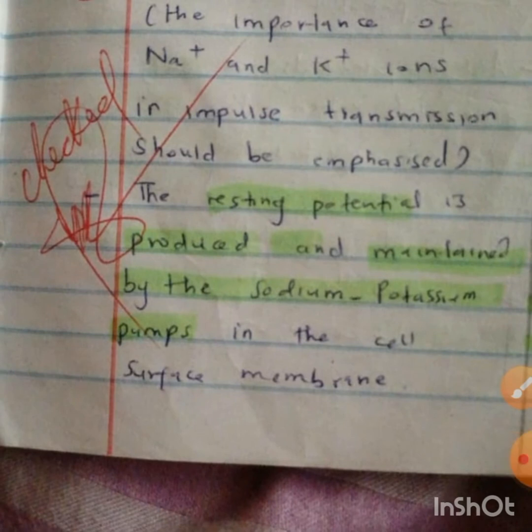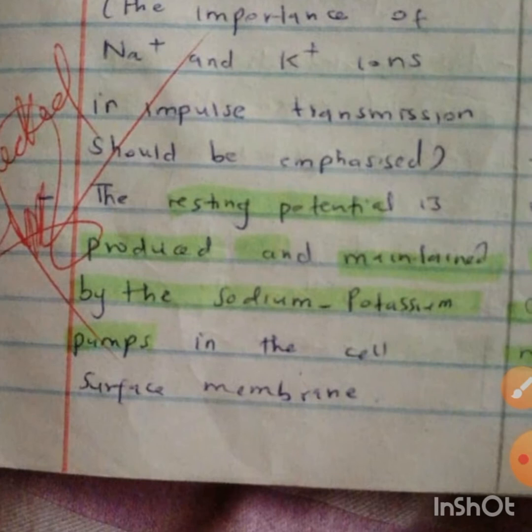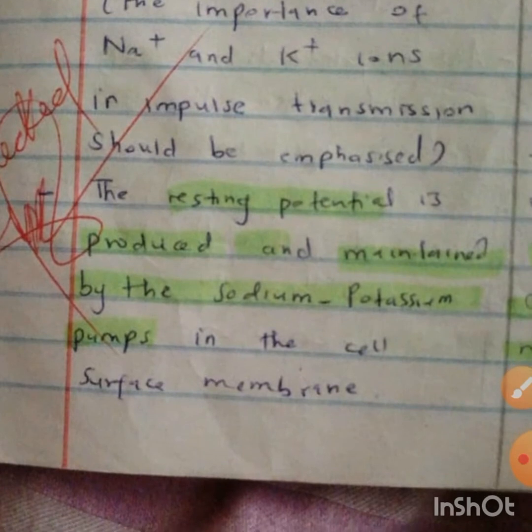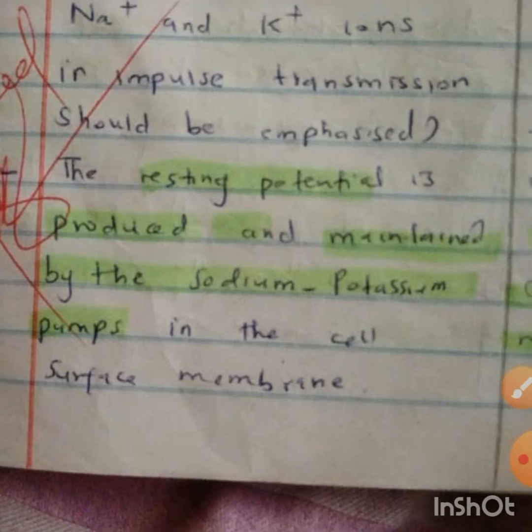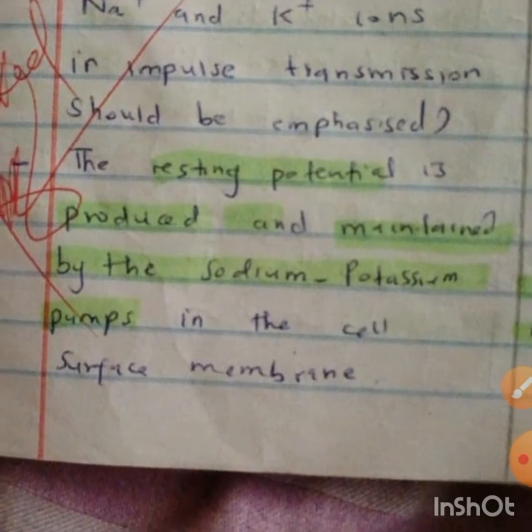First of all, you have to know that action potential is the other name for impulses. Resting potential is when there's nothing happening, there's no impulses flowing. The resting potential is produced and maintained by the sodium potassium pumps and also potassium leak channels in the cell membrane. That is first.